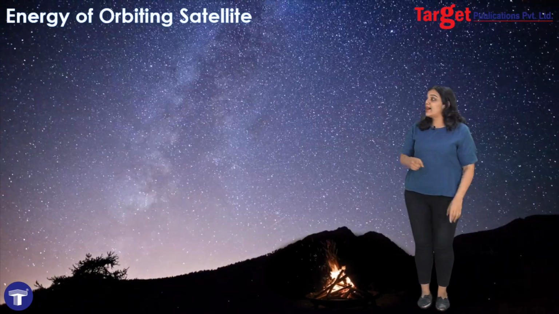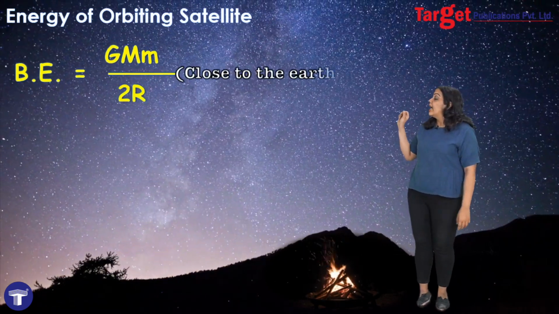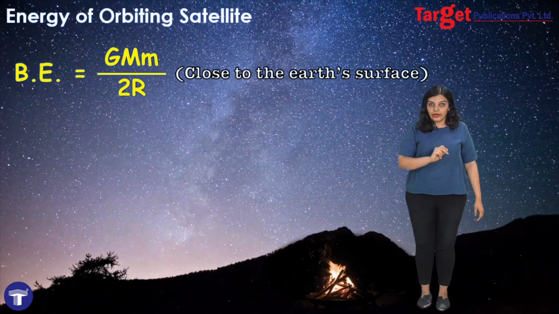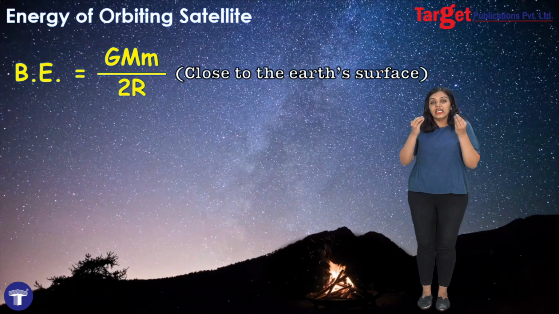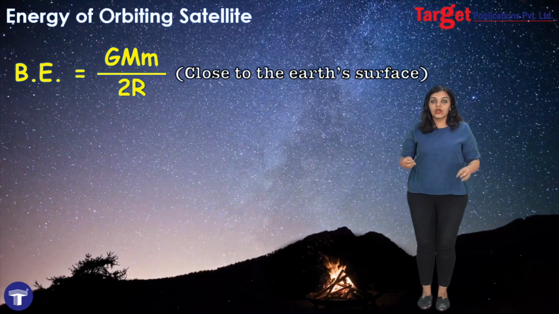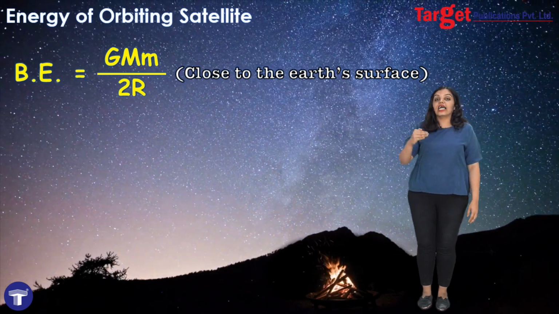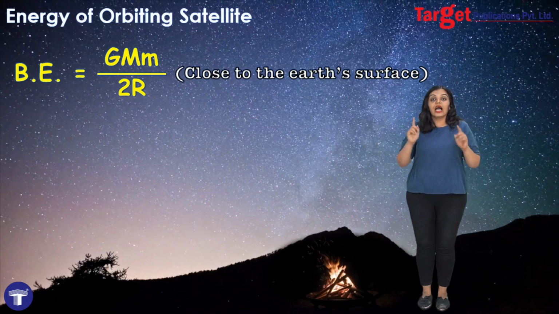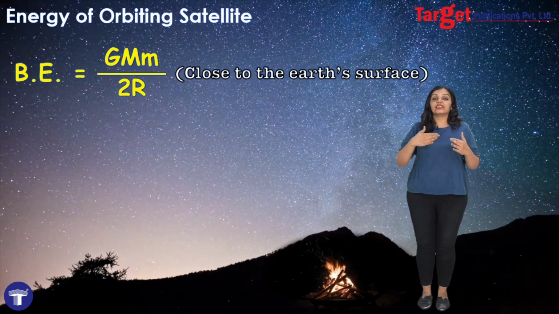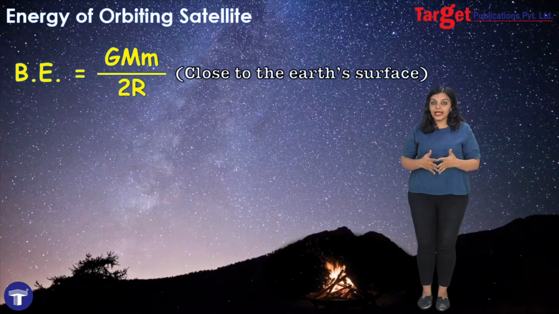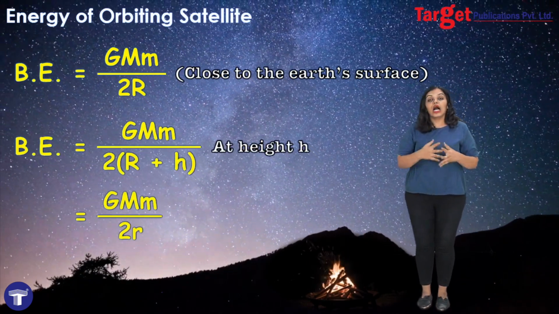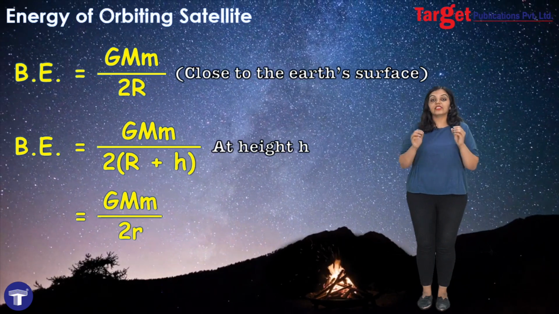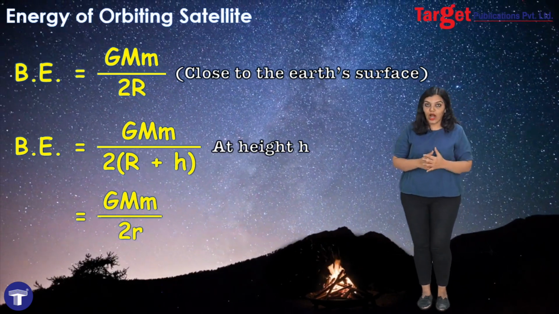So you can see that the binding energy required is GMm upon 2R. And here R is capital R, that is the radius of the Earth. If the satellite is very close to the Earth, we are neglecting its height from the surface of the Earth. However, if the satellite is at a height h where the height h is not negligible, the binding energy comes out to be GMm upon 2(R plus h). R plus h is nothing but the small r that we have been writing so far.